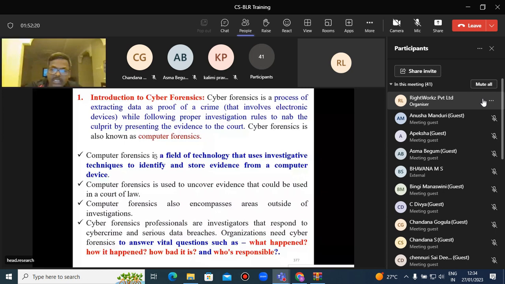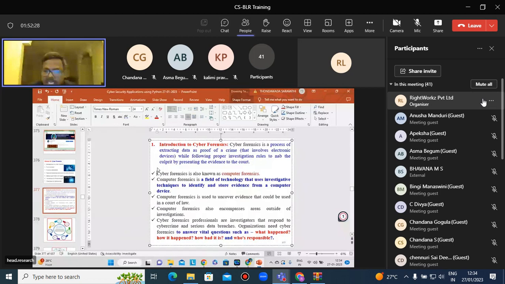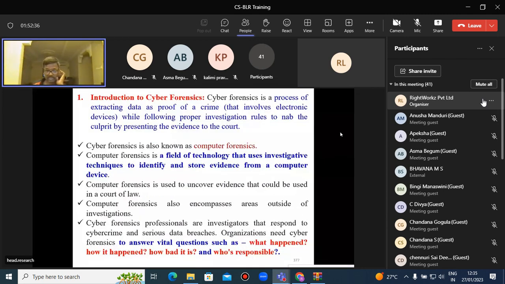Or IT technology, or you can call it virtual reality terminology. That is called cyber forensics. Computer forensics is a field of technology that uses investigative techniques to identify and store evidence from a computer device. So computer forensics is used to uncover evidence that could be used in a court of law. Computer forensics also encompasses areas outside of investigation.